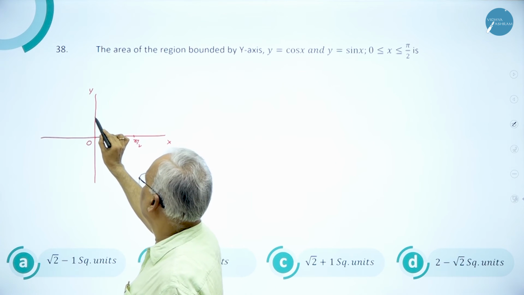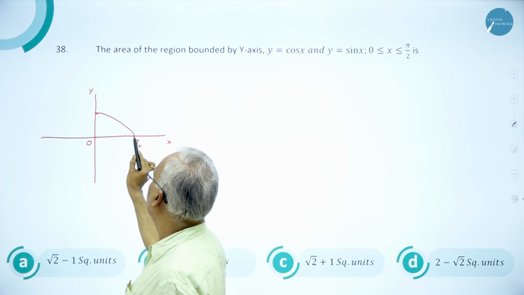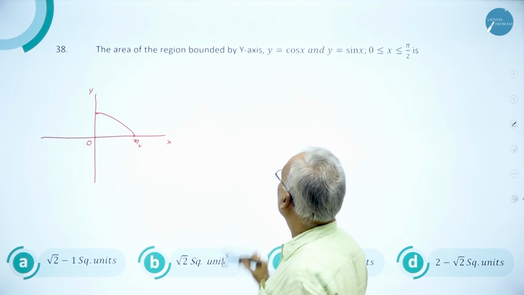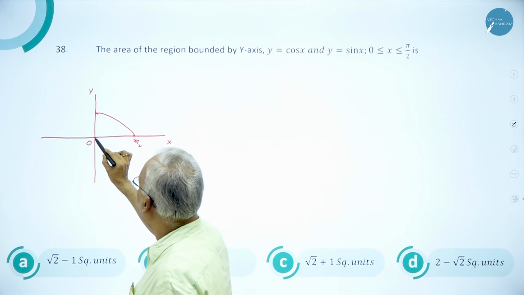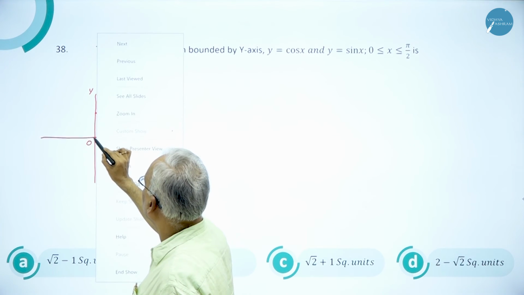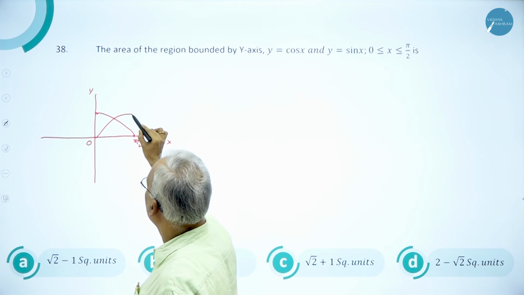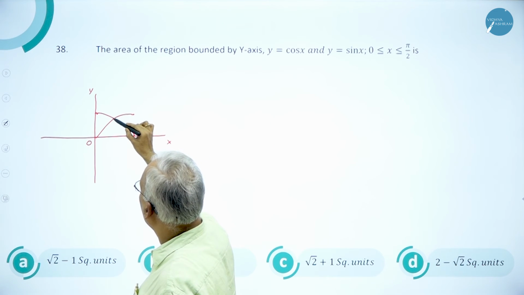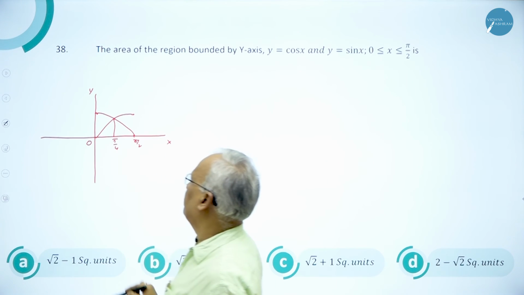You know cos 0 is 1, cos pi by 2 is 0. This is the cosine graph. Cos pi by 2 is 0. Sine graph, sin 0 is 0 and sin pi by 2 is 1. It comes to this, and they meet at pi by 4. You know, sine and cos are equal at pi by 4.